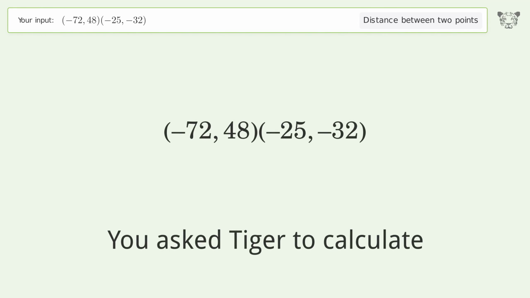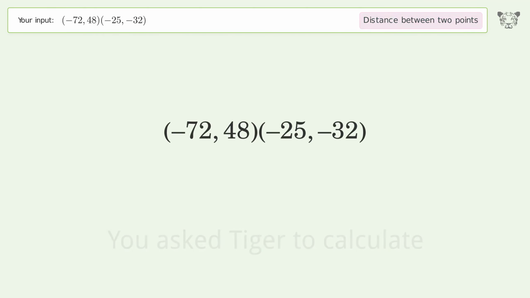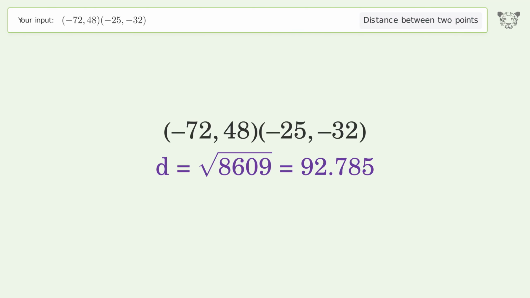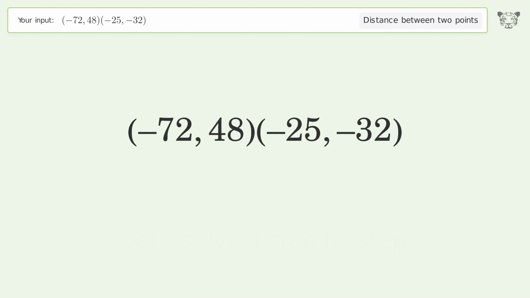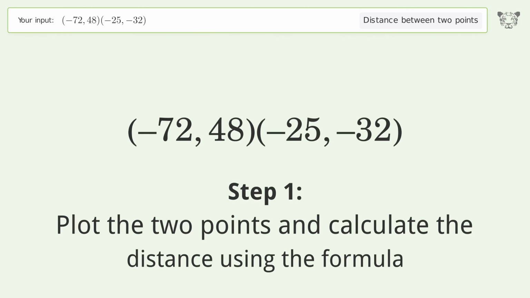You ask Tiger to calculate. This deals with the distance between 2 points. The distance between the 2 points is the square root of 8,609, or 92.785. Let's solve it step by step. Plot the 2 points and calculate the distance using the formula.